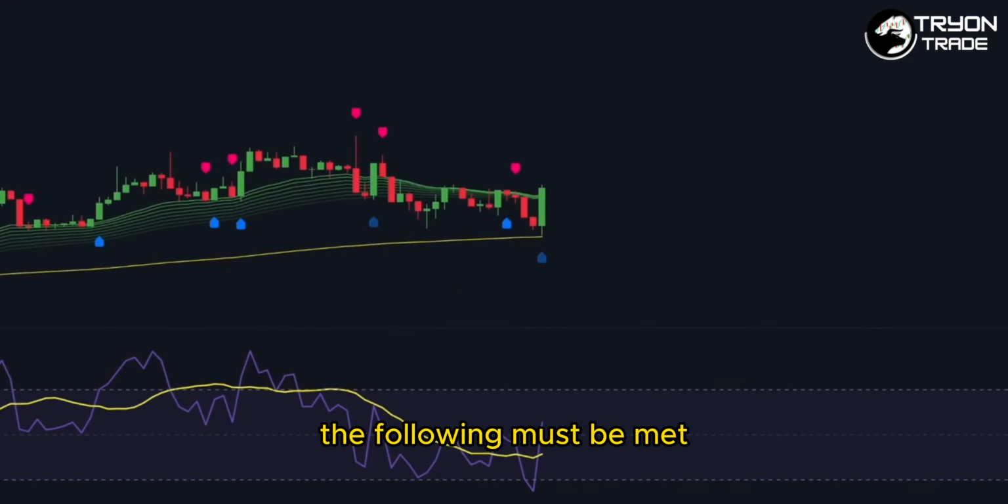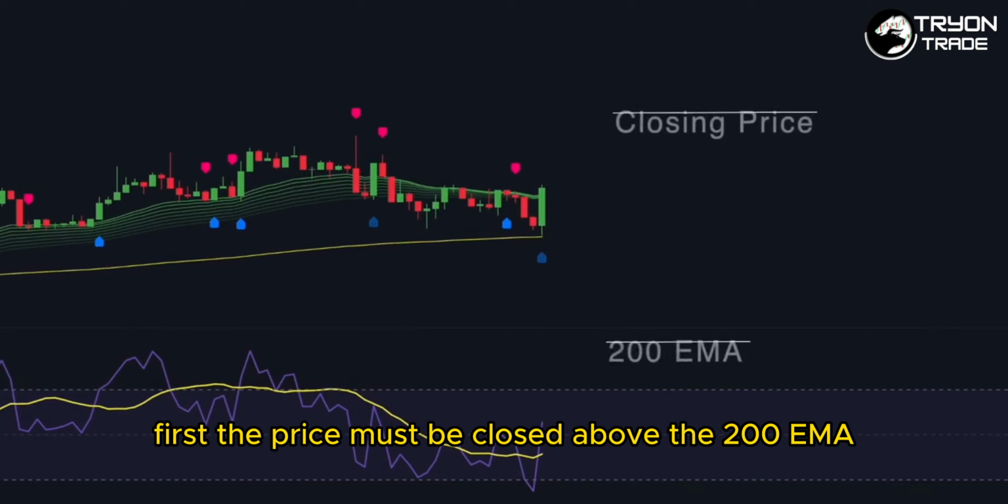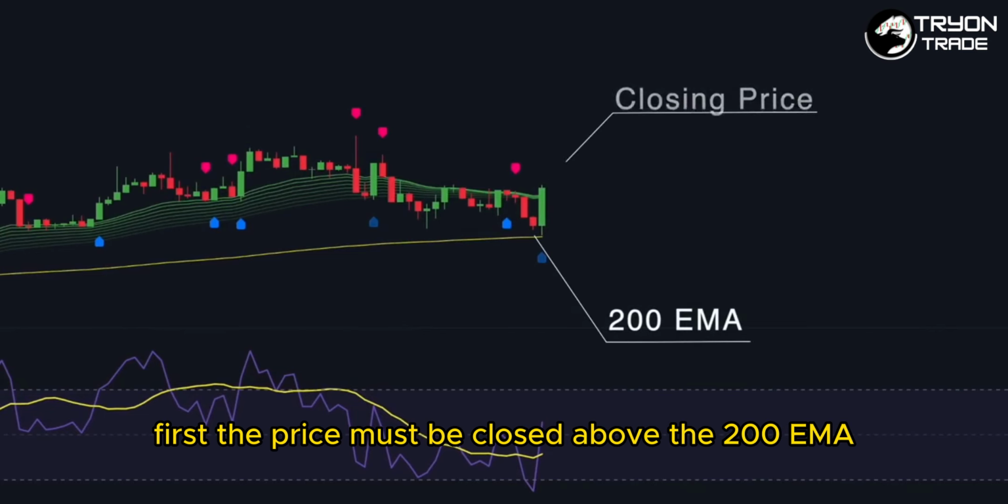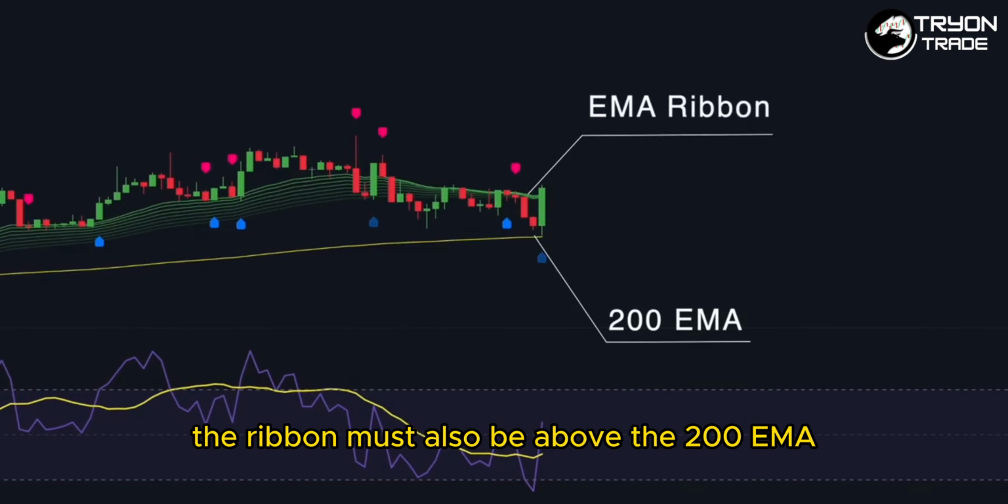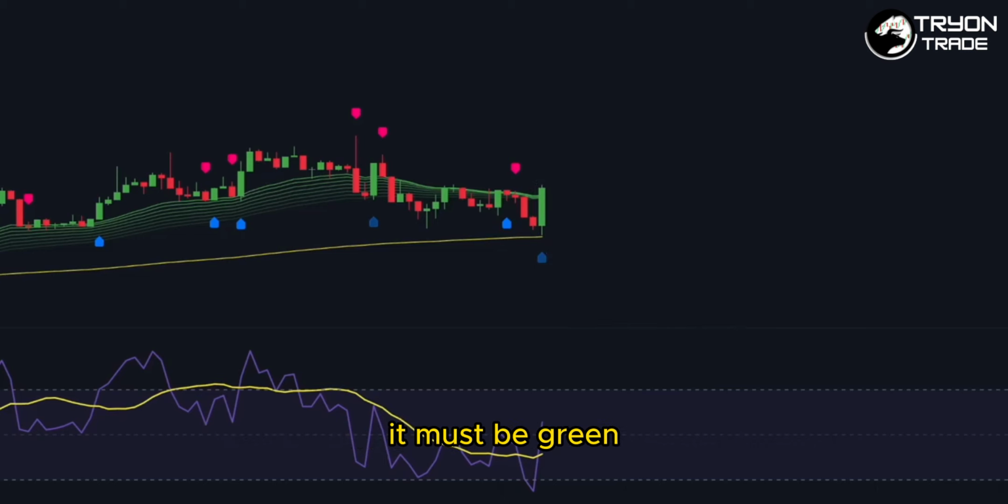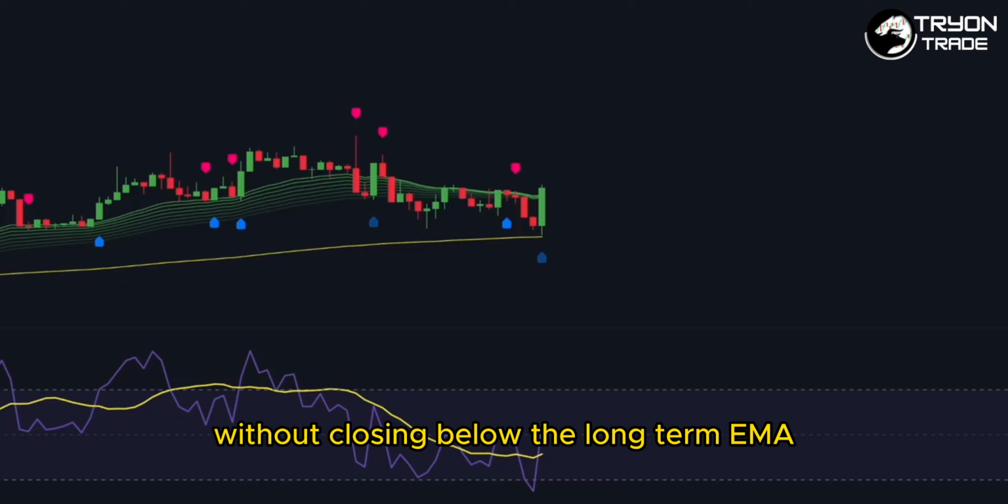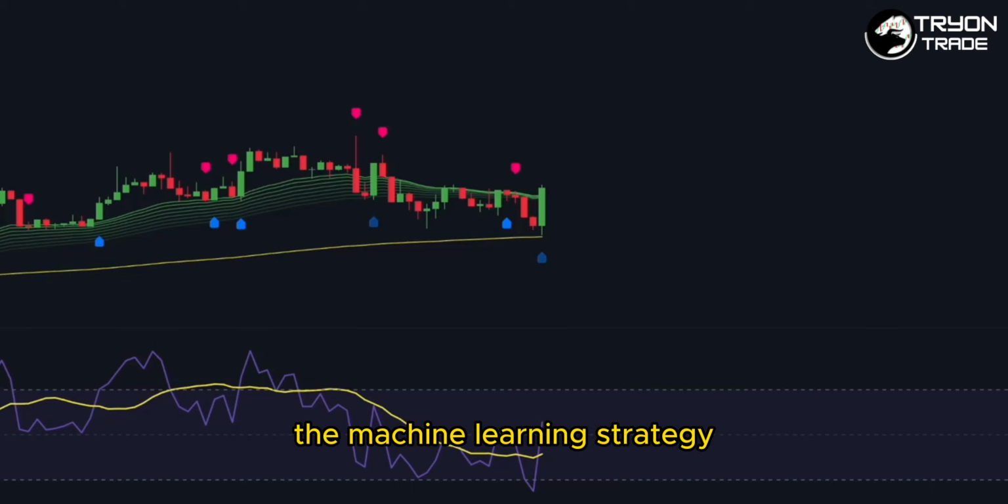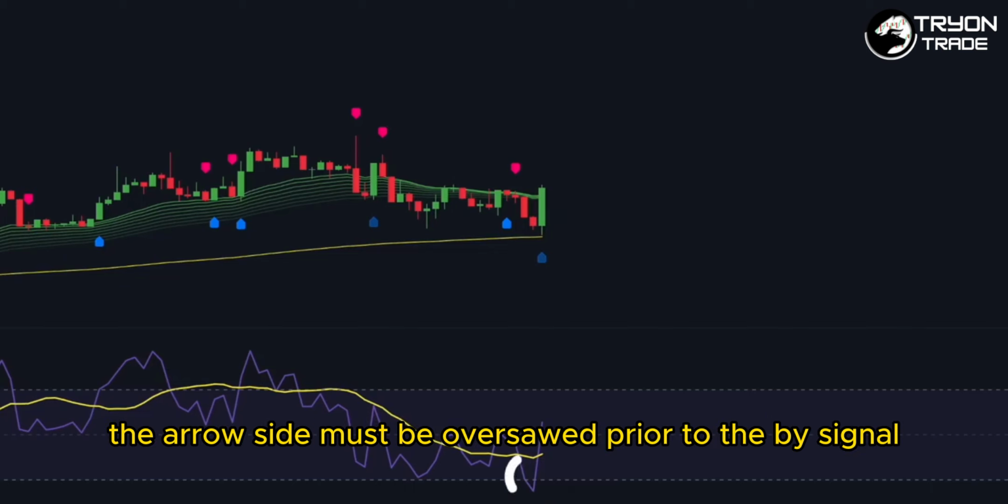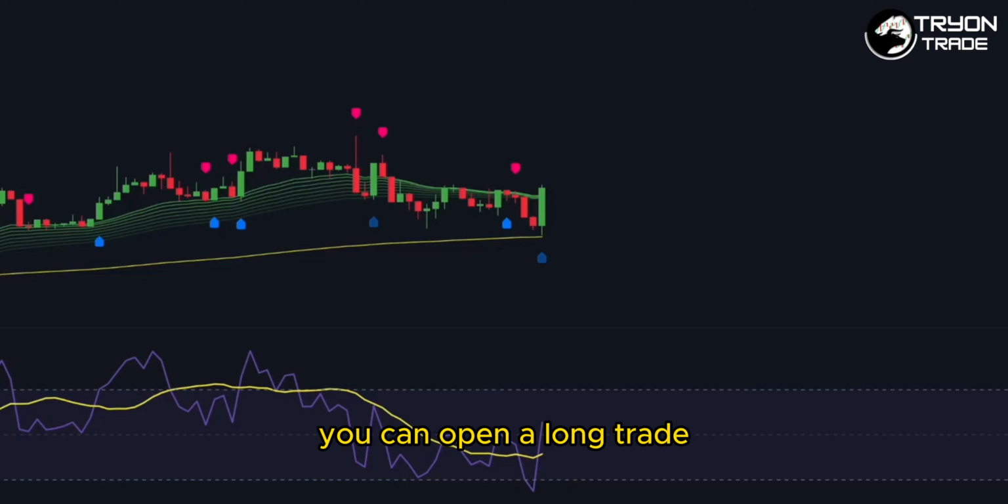For a long trade, the following must be met. First, the price must be closed above the 200 EMA. The ribbon must also be above the 200 EMA. In addition, it must be green. Second, the price must pull back into the ribbon below the long-term EMA. The machine learning strategy must then print a blue label. Lastly, the arrow must be oversold prior to the buy signal. As soon as these conditions are met, open a long trade.